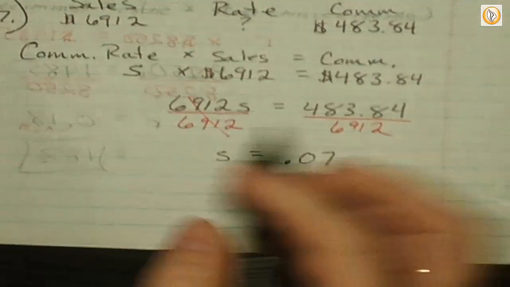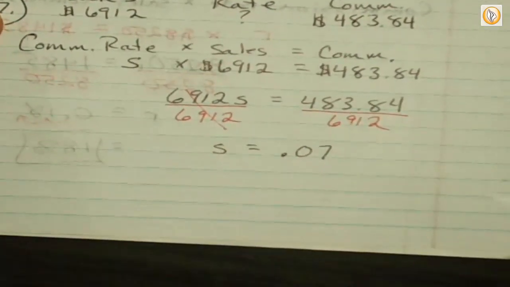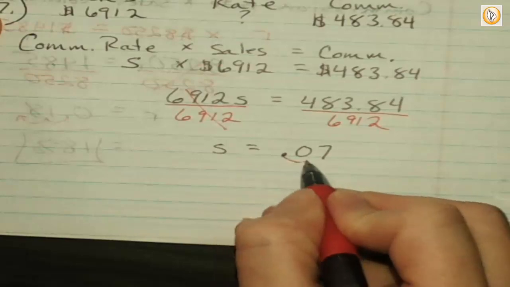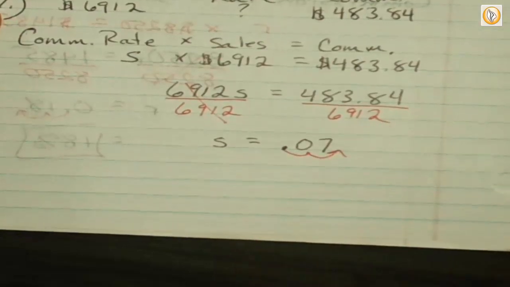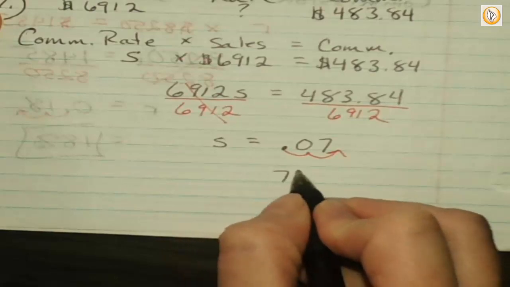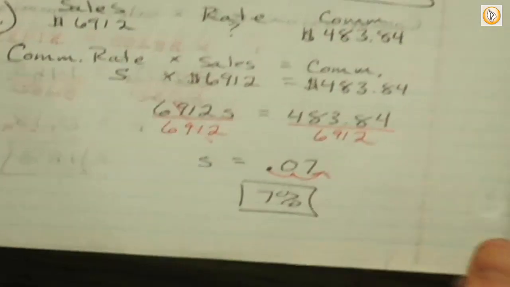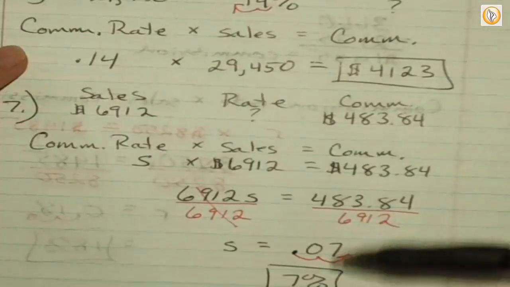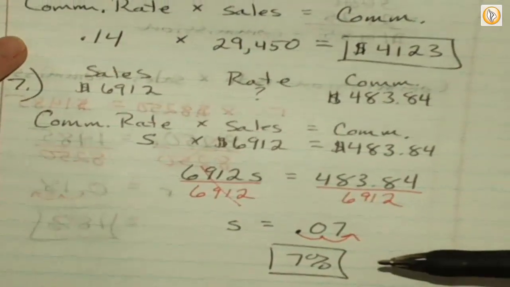Yes? Okay, so if we're looking for the rate, I need to change this to a percent. How do I do that? Very good, Keith. So then the rate is 7%. Notice the difference. This is a 14% rate, and this is a 7% rate.